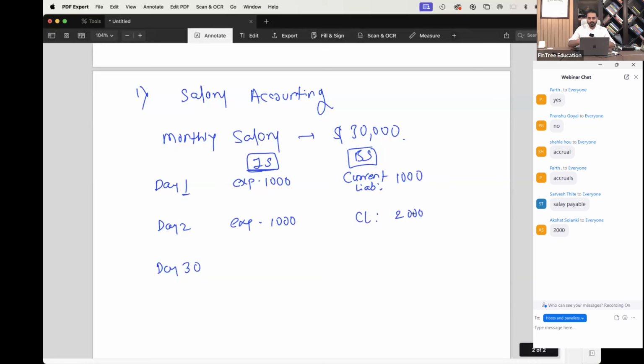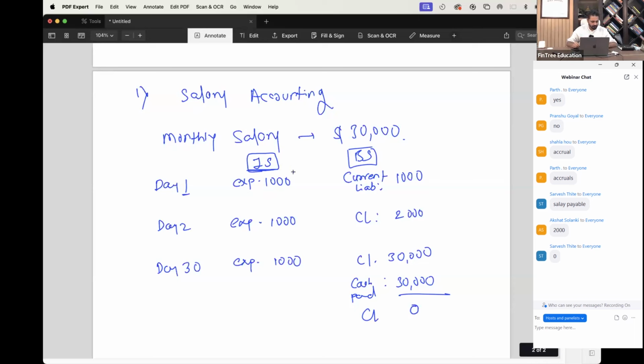So it's called accrual. Your expenses are being accrued, so the liability is increasing. On day 30, expense of 1000, current liability of 30,000. However, this is where you will say less cash paid, 30,000. So now closing current liability becomes 0. That's it. And then the second effect of reduction in current liability is reduction of cash. That's it. This is your simple, straightforward salary accounting.